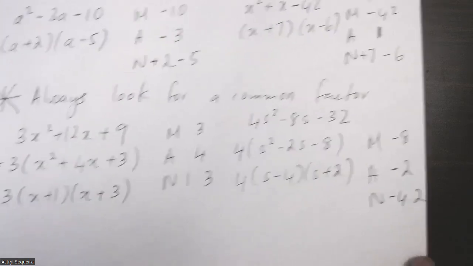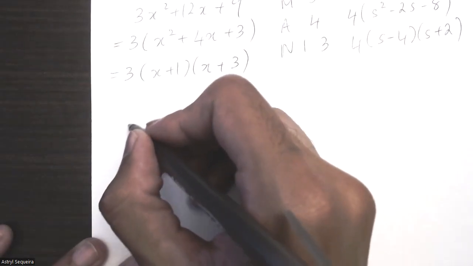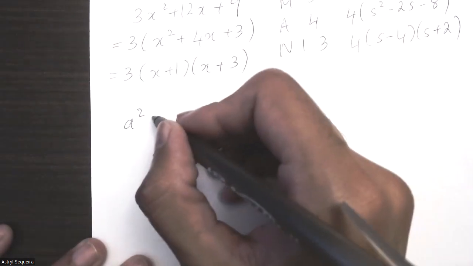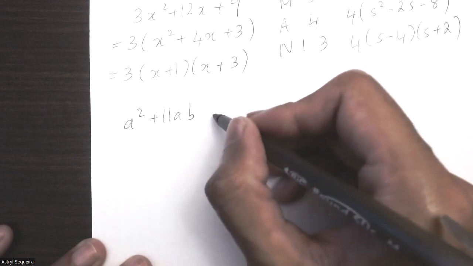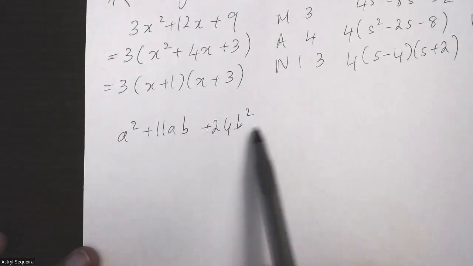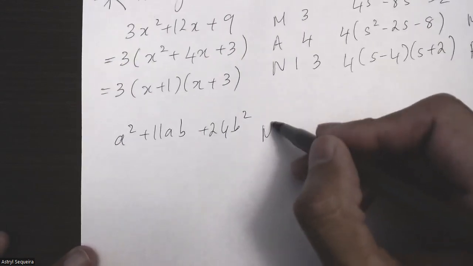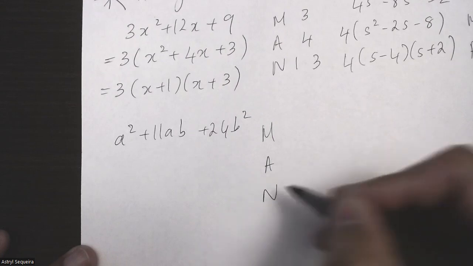Okay, the next type of question, still a simple trinomial, but now you can have multiple letters. So for example, if you have a squared plus 11ab plus 24b squared. Now we have the middle term is ab and this is b squared. So if that's the case, it's perfectly fine. It's still a simple trinomial. Let's do our man method.